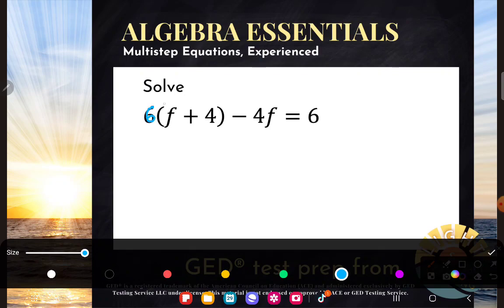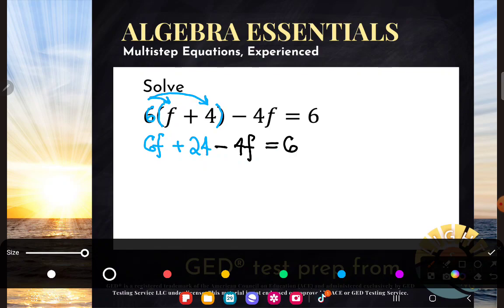So let's do this. 6 is shoved up against the grouping. It's multiplying. Let's multiply it out. 6 times f is 6f, and multiplication distributes across a grouping. So 6 times positive 4 is positive 24. Now, I haven't touched my negative 4f. Make sure your multiplication stops when the parentheses stop. And so it's still going to be equal to 6.